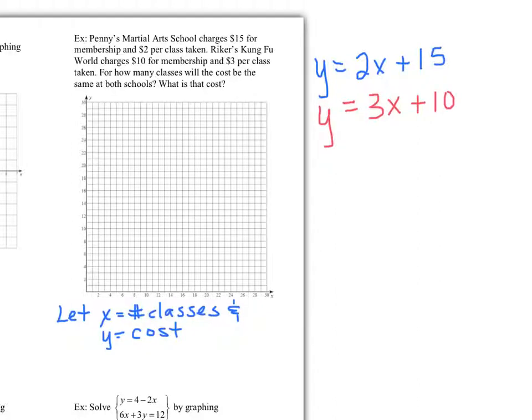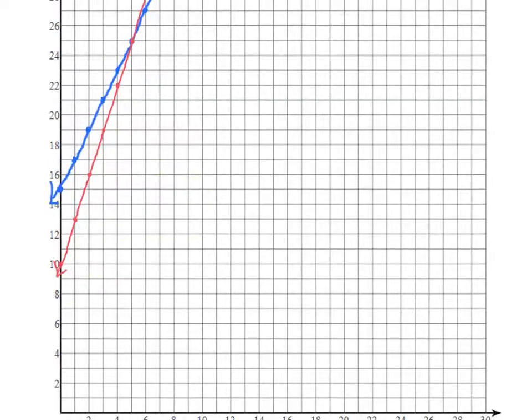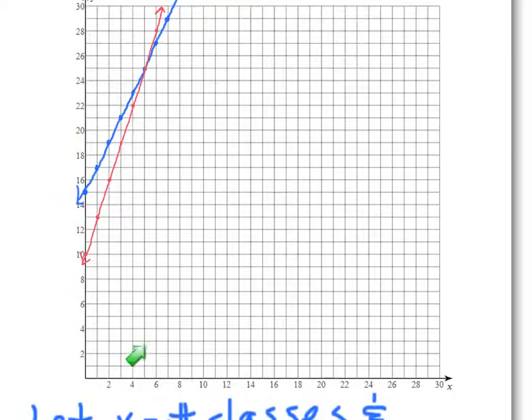And now all we need to do is graph these equations and find out where they cross. Okay, so I've graphed Penny's school in blue and Riker's school in red. And you can see that they're crossing at this point right here, which is 25 on the y-axis, and all the way down here, it's at 5 on the x-axis. So that means that the cost is going to be $25, that the two schools are the same, and that will be when 5 classes are taken. So again, our coordinates here, 5, 25, represent 5 classes and a total cost of $25.